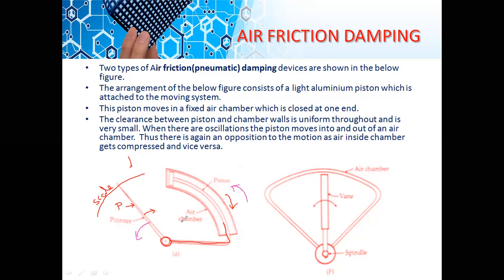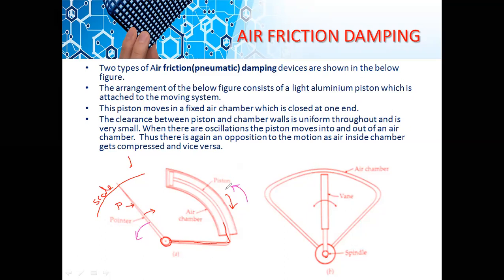Now what happens inside the air chamber? Let us see. The clearance between the piston and chamber walls is uniform throughout and is very small. So inside this chamber, the clearance is uniform throughout. It is very, very small. Now, when there are oscillations, the piston moves into and out of the air chamber. So when there are oscillations, those oscillations hold good inside the chamber. So the piston will also try to oscillate inside the air chamber.